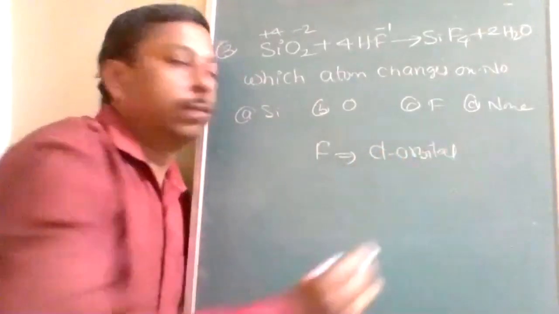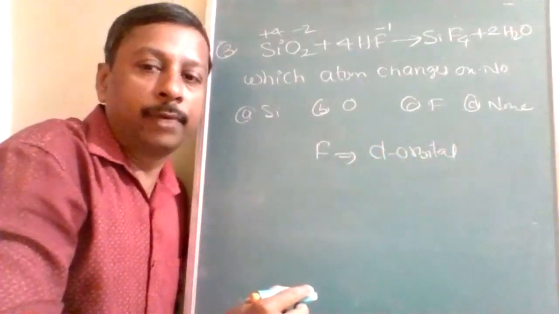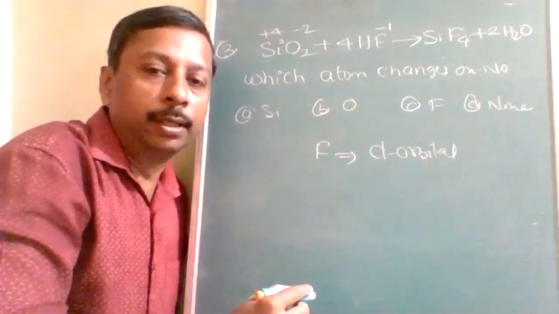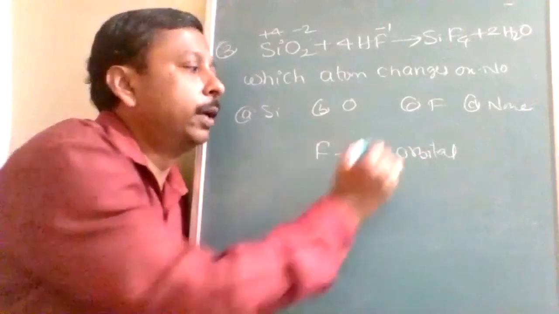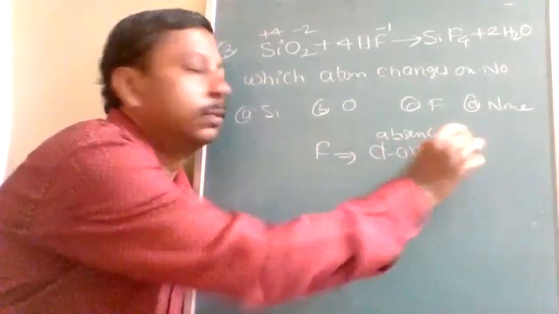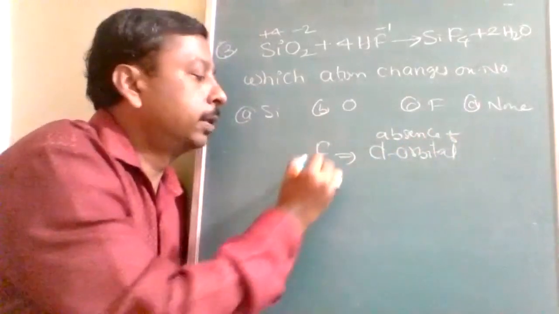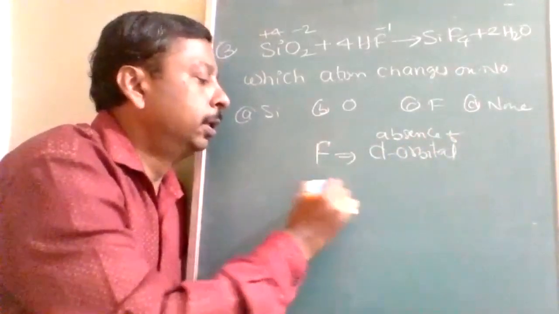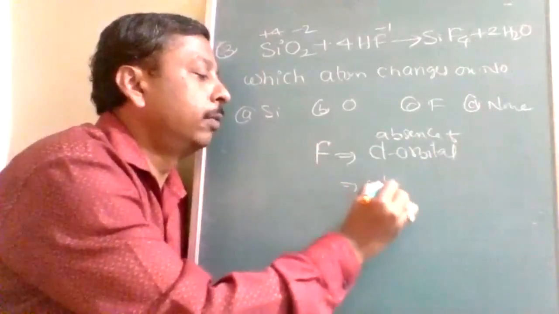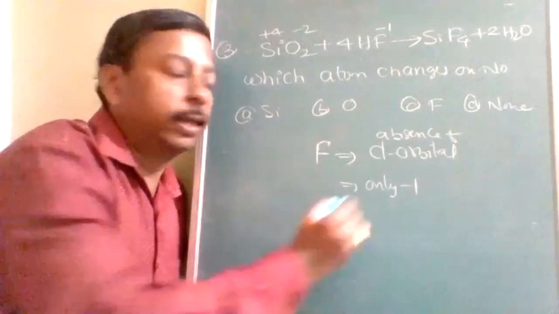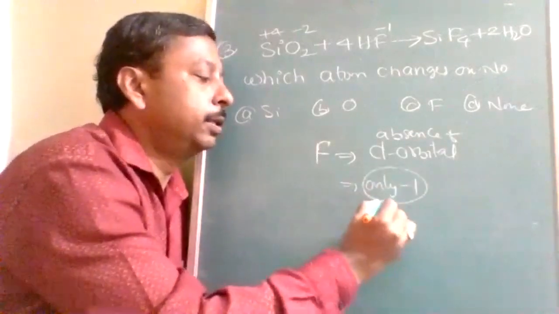Fluorine cannot form more than one bond because of the absence of d orbitals. Okay, more than one. When the question comes, why fluorine cannot form more than one bond, what do you write? Absence of d orbital. But the same question is about what? Only -1, but why not plus? Why this reason? What should be the reason?